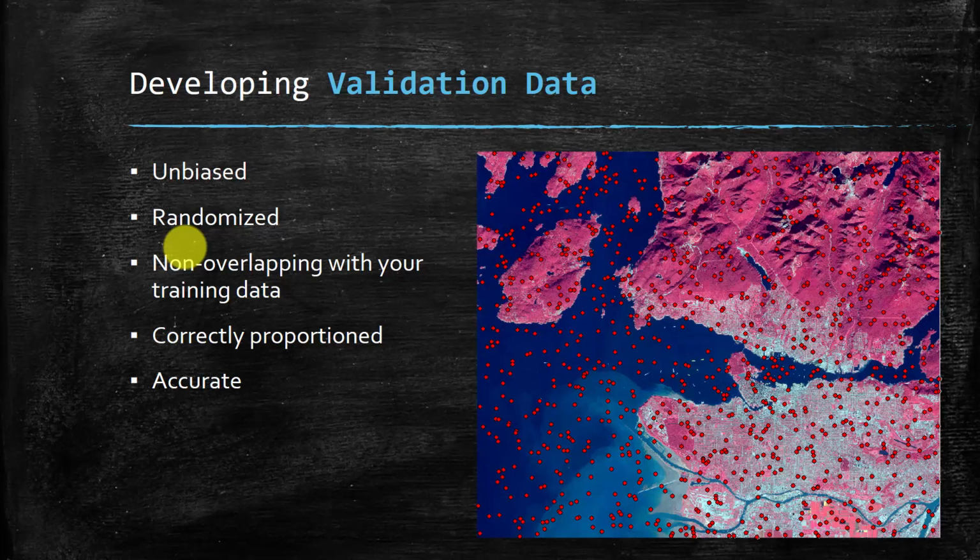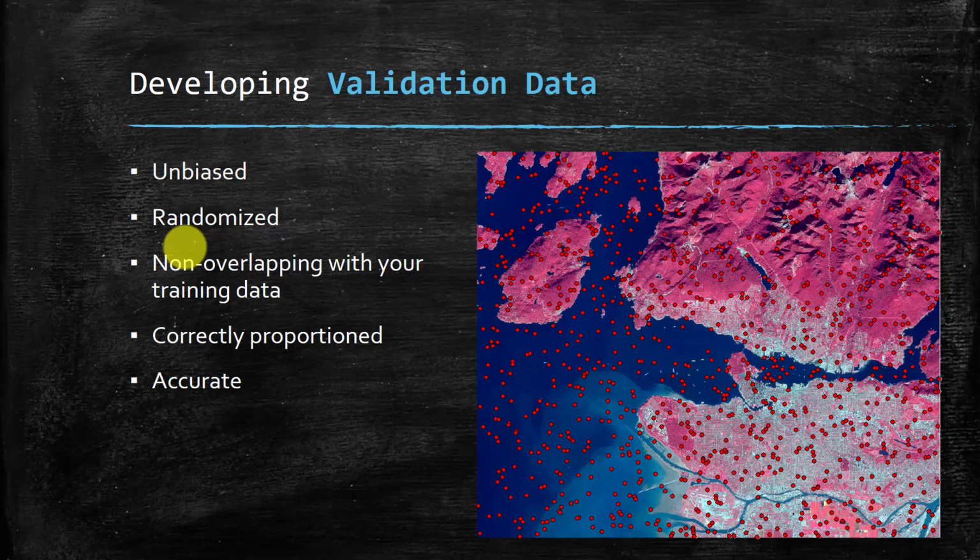Generally, it's a good idea if your validation data do not overlap with your training samples. Most machine learning algorithms are going to do a better job at predicting samples they've already seen than new samples. So if some of your training data are also included as validation data, that could artificially inflate the quality of the output. Another issue is correctly proportioned.